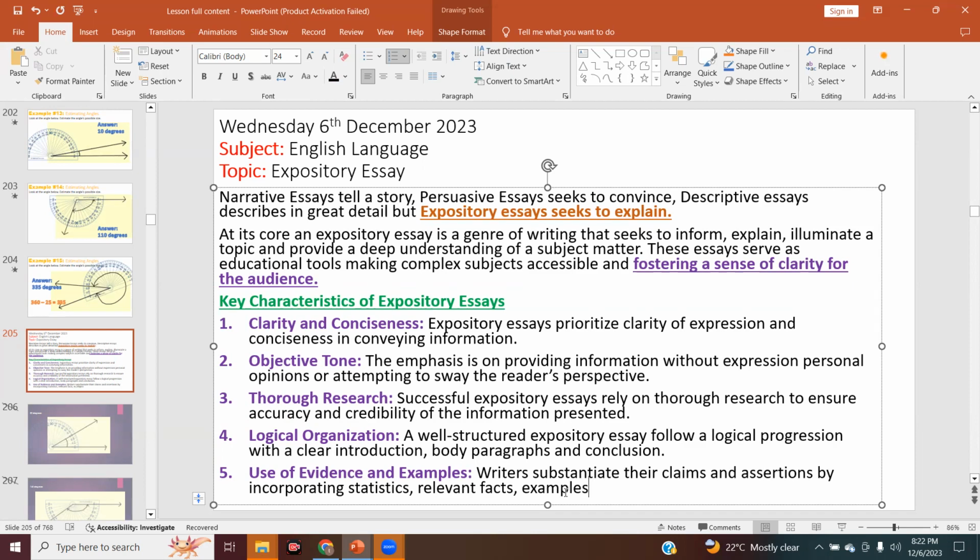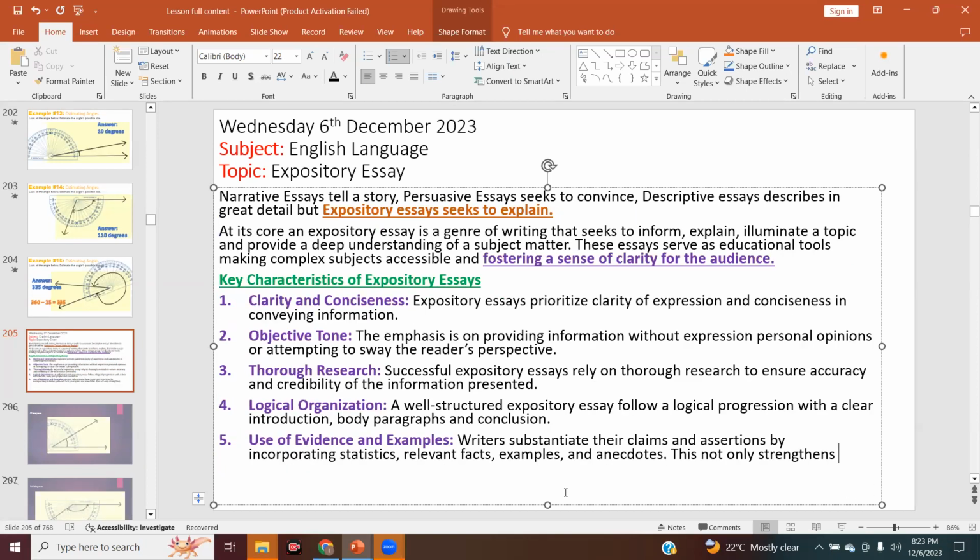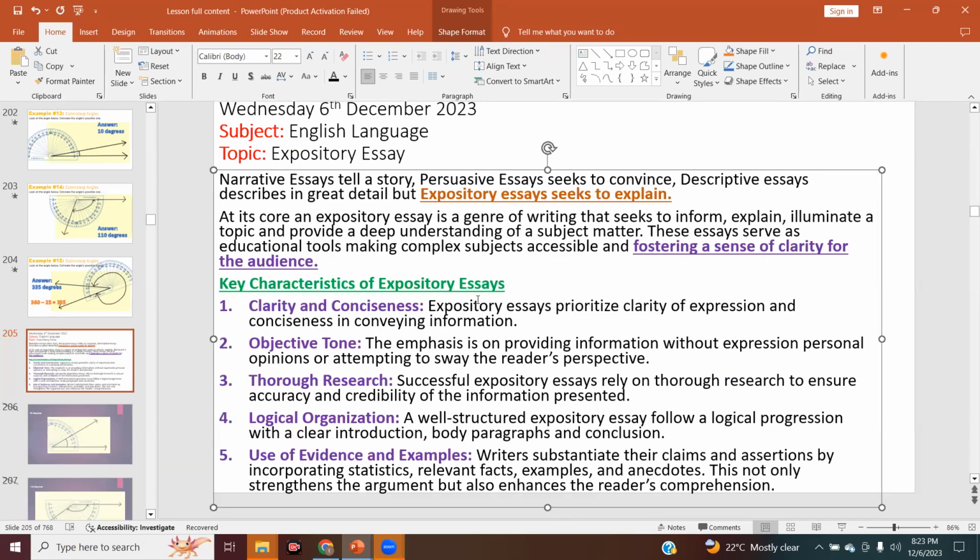All right. Examples and anecdotes. All these things could help to strengthen your argument. So we could say this not only strengthens the argument, but it also enhances the reader's comprehension. All right. Good.